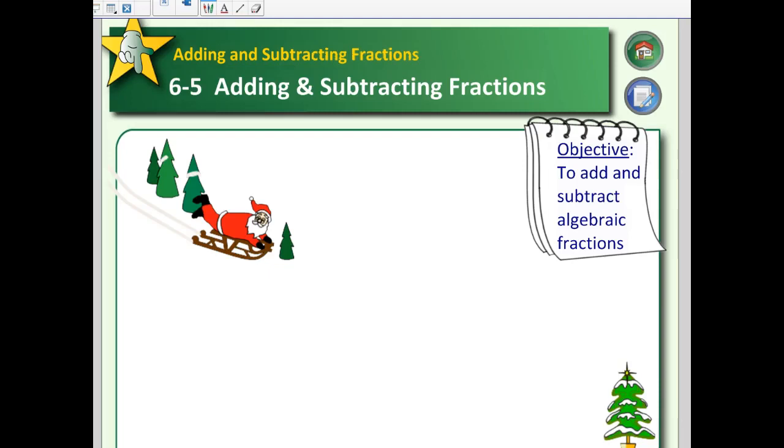All right, class, so yesterday we spent time learning how to find the LCM, or the least common denominator, for a fraction. So today we're going to go back and figure out how to add and subtract fractions. All right, add and subtract fractions.